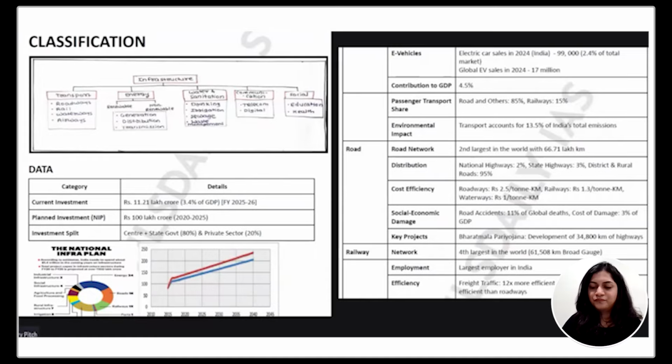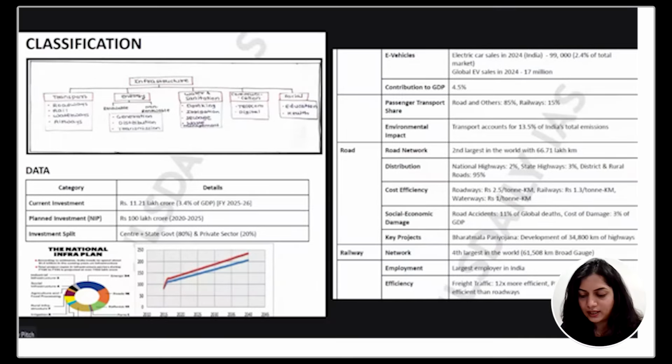Okay, I have added some screenshots from X-Factor notes. So this is how X-Factor notes give you different kinds of perspective all in one single source. Here a very simple classification is given of what we include in infrastructure, right? So transport, energy, water and sanitation, communication and social sector as well, which includes education and health, right? Here some data is given which you can use anywhere in infrastructure. A good diagram which can be remembered easily, and also analysis.